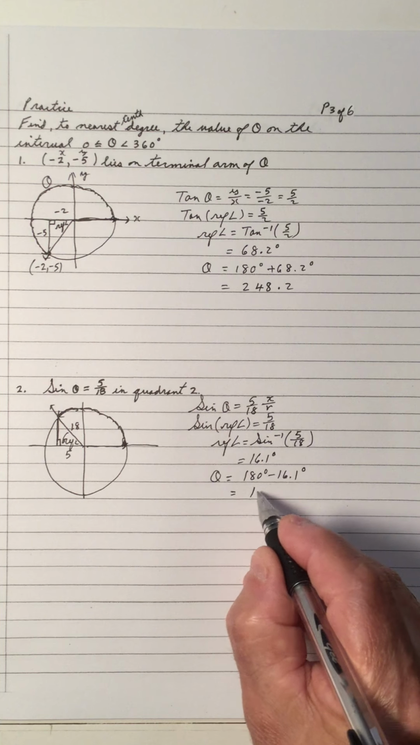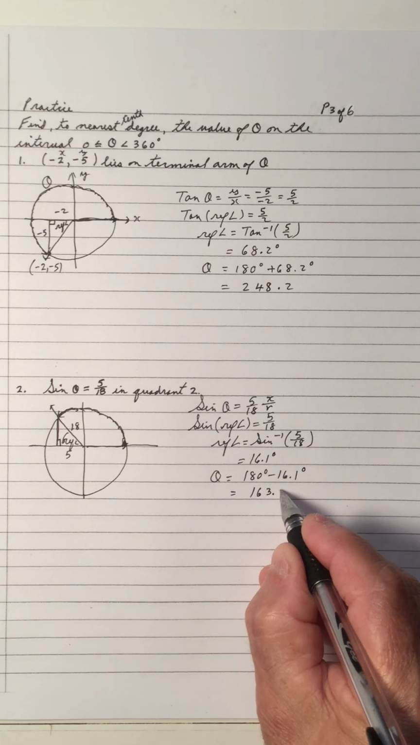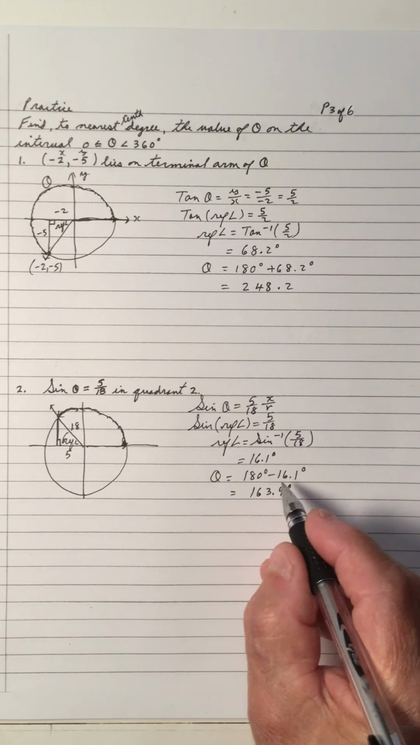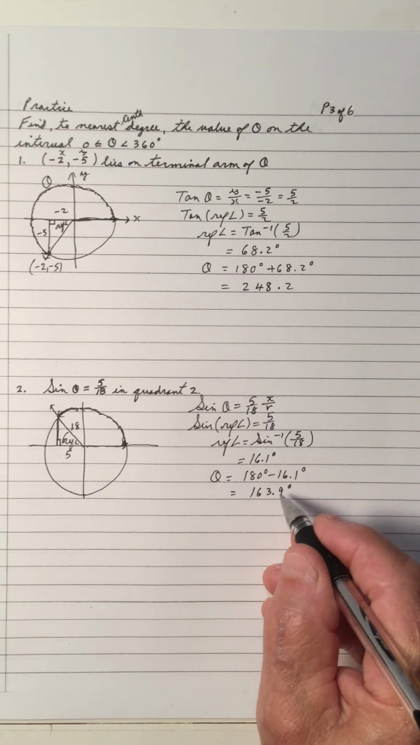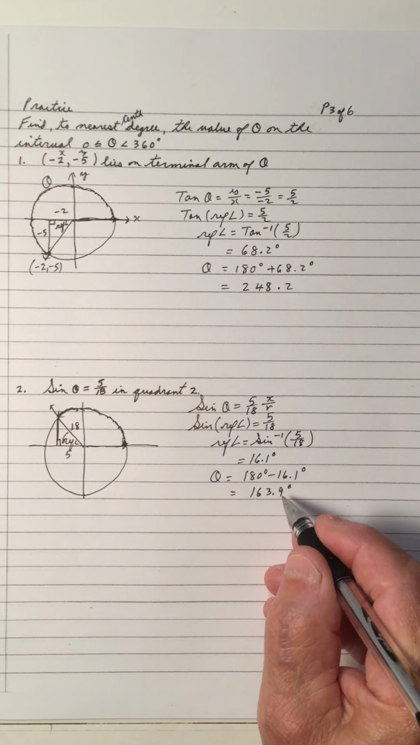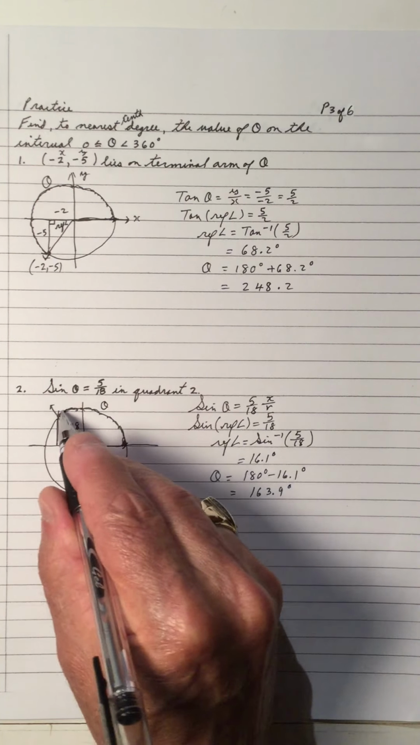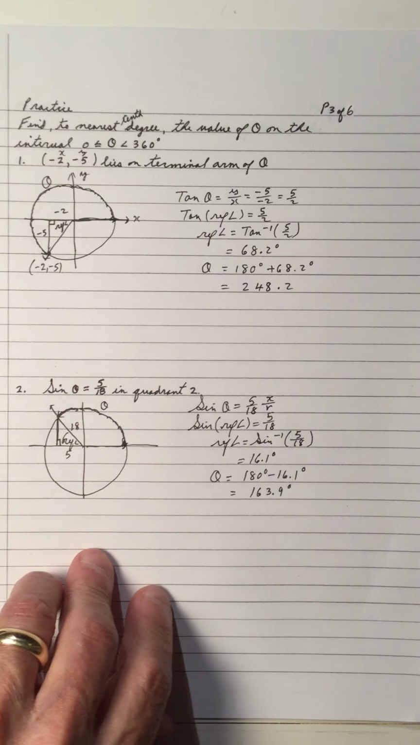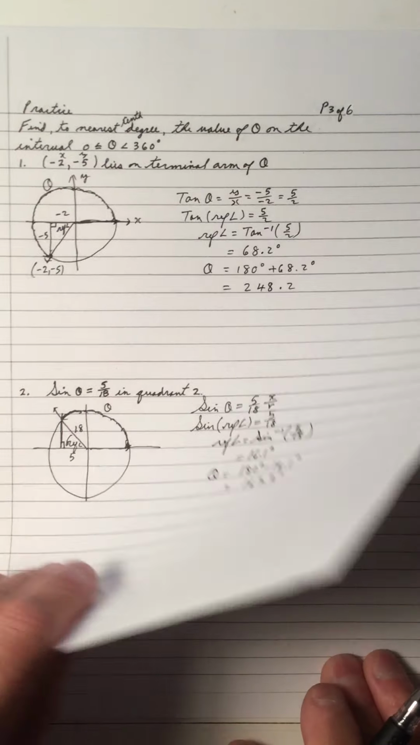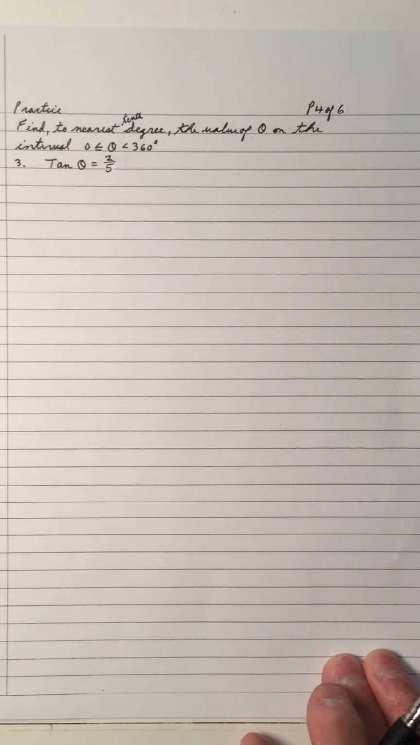And that leaves, if you subtract correctly with your calculator or with your head, you'll get 163.9. That's the rotation of theta from here to here. Okay, let's continue. The more you do, the better you get. Don't forget, pause your video and work these answers out.